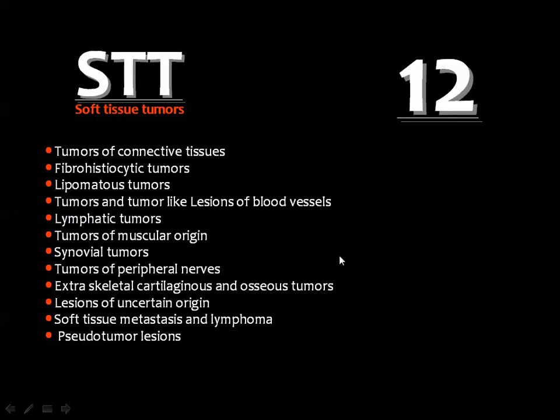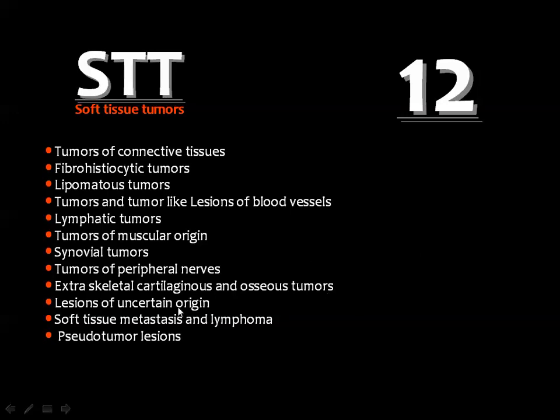Then the classification of soft tissue tumors depends on the cell of origin, and we have 12 major categories. These are tumors arising from the skin and the connective tissue, tumors arising from fibrohistiocytic cells, tumors of fat, tumors of the blood vessels, tumors of the lymphatics, tumors of the muscle, synovial tumors, tumors of the nerves, and extraskeletal cartilaginous and bone tumors, like chondroma in the soft tissue, even sarcoma in the soft tissue, and so on.